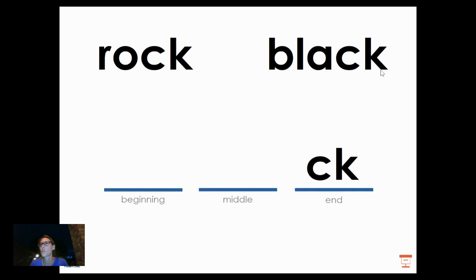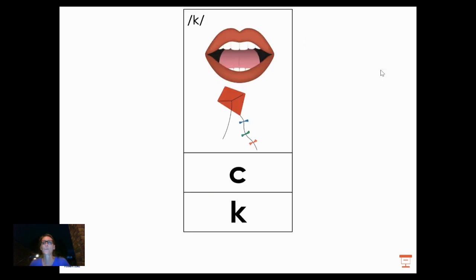Much easier to read than it is to spell. With the spelling, you have to know the rules. Same thing with doubling the letter. All right. When you make the k sound, the sound is closed off a little bit with your tongue at the back of your mouth, and then you're letting the air come through. It's called a plosive sound.